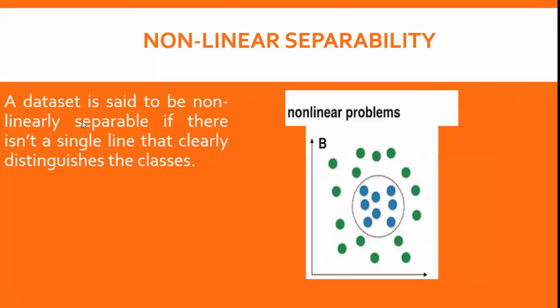A data set is said to be non-linearly separable if there is not a single line that clearly distinguishes the classes. So it's not possible to do that work. We also have exercises on how to work with non-linear problems.